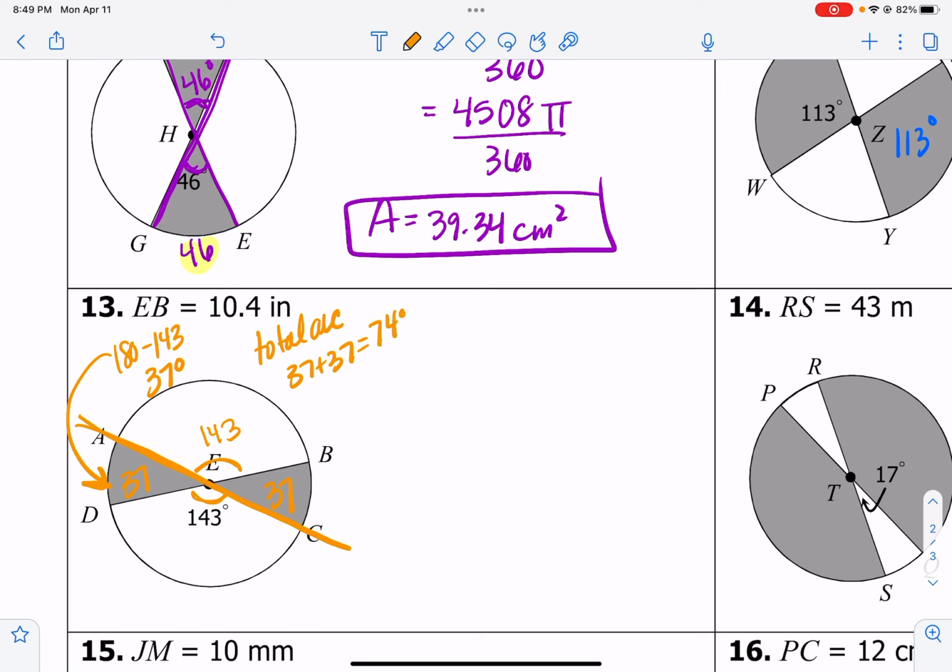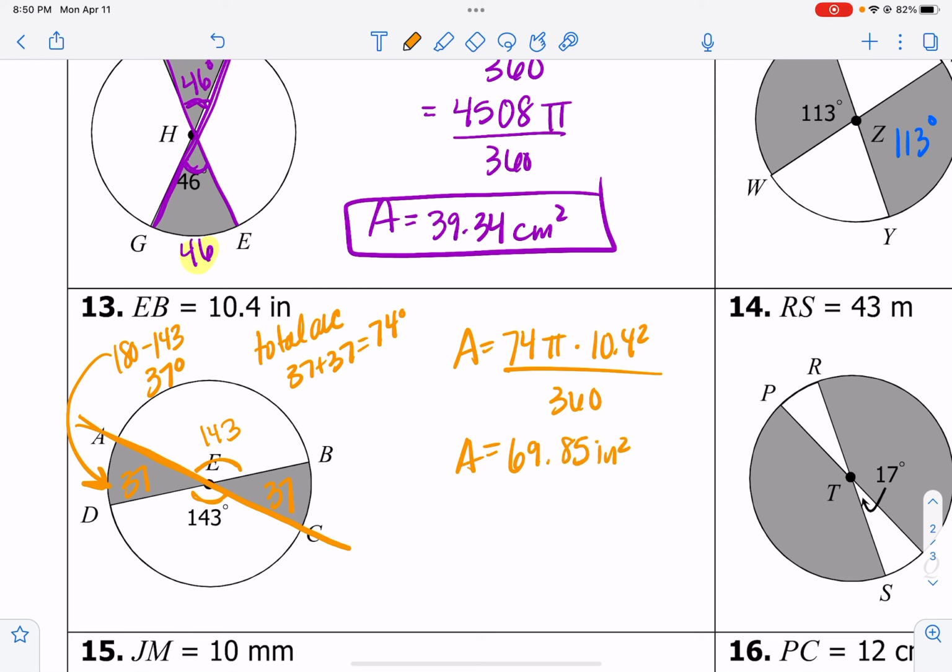So again, I don't need to know how much is in each piece. I just want to know the total area that I'm going to talk about. So that's 74 pi times 10.4 squared divided by 360, which again, doing that all in the calculator, one step, 69.85 inches squared.